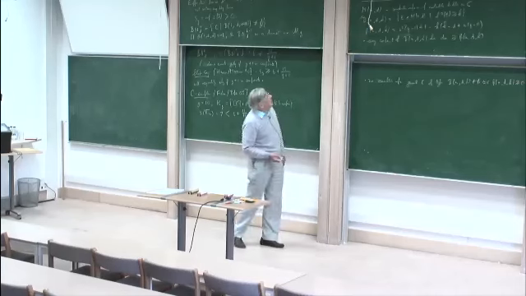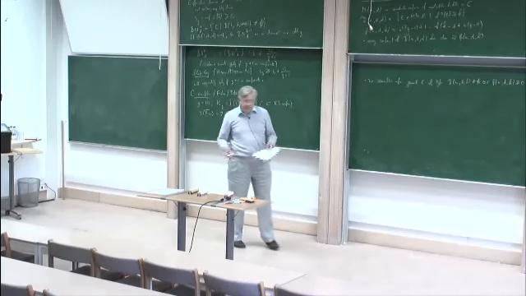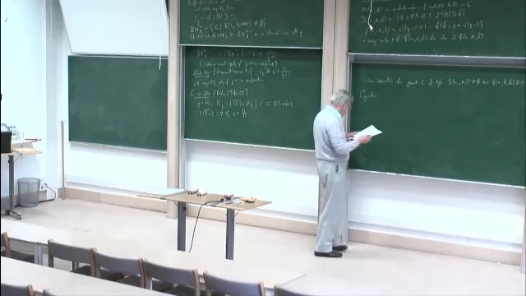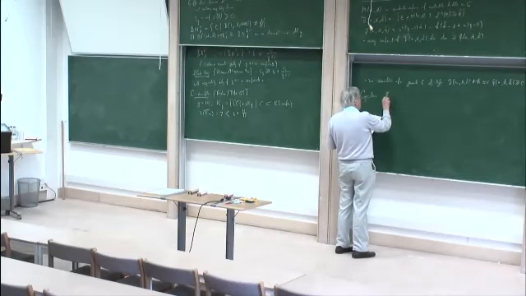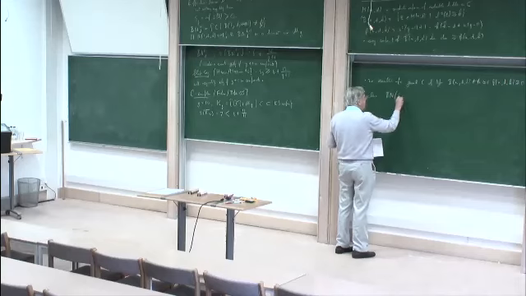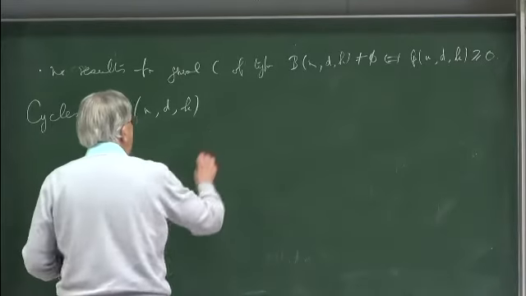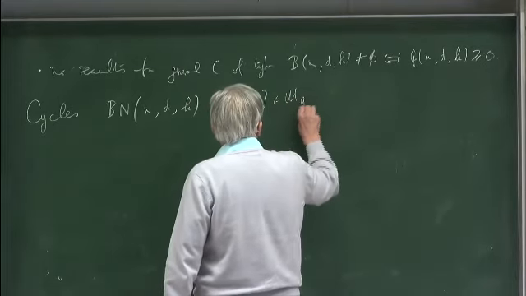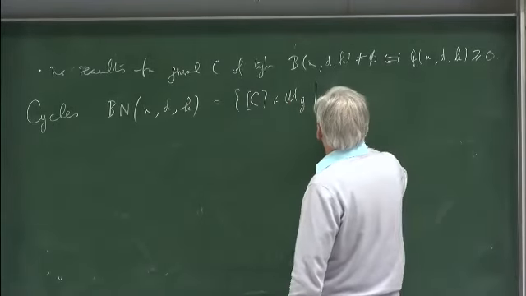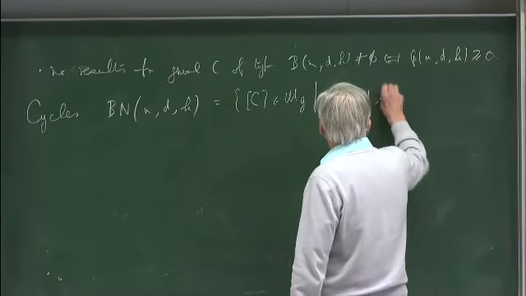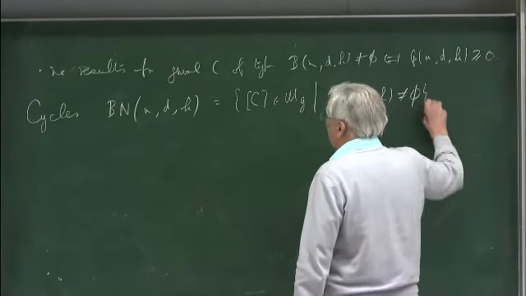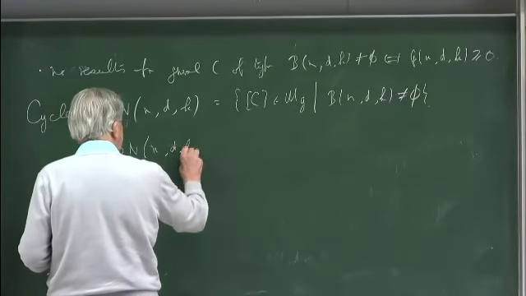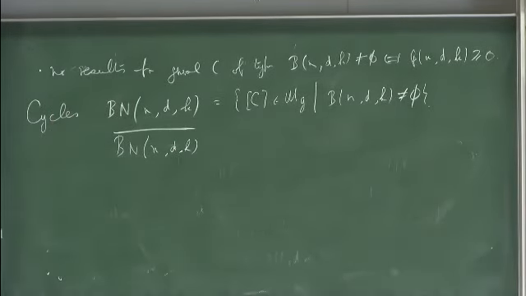Okay, so what can we do in relation to some of the ideas I discussed previously? Well, we can certainly just define cycles, B_n, which I'll write as B_n^{n,d,k}, which will be the curves C in M_g such that B^{n,d,k} is non-empty. And then we take the closure, B_n^{n,d,k} bar in M_g bar.